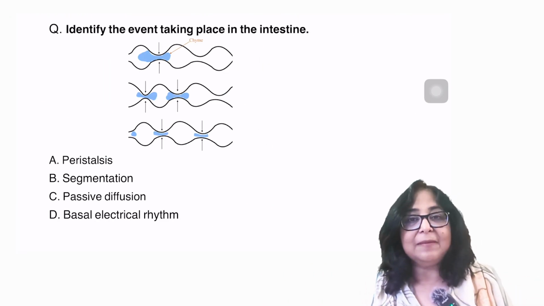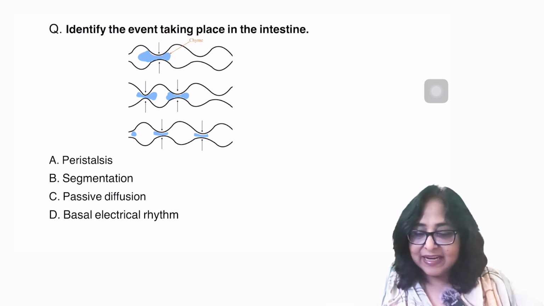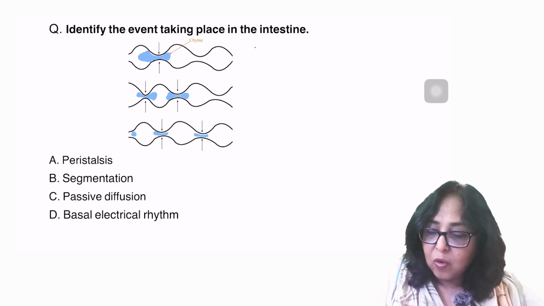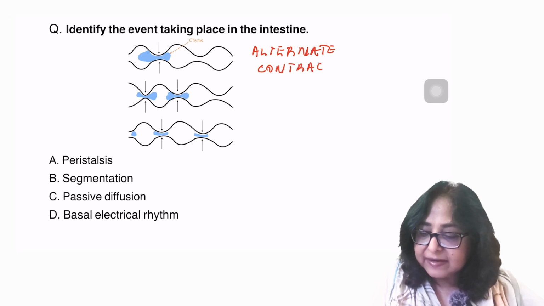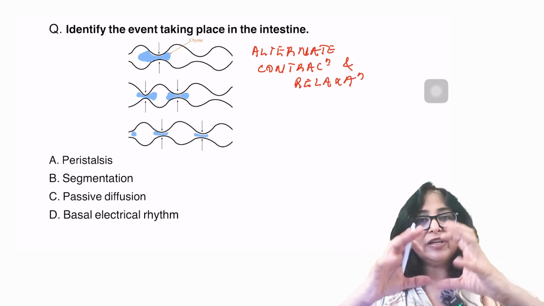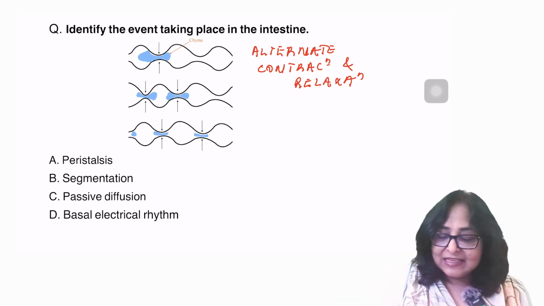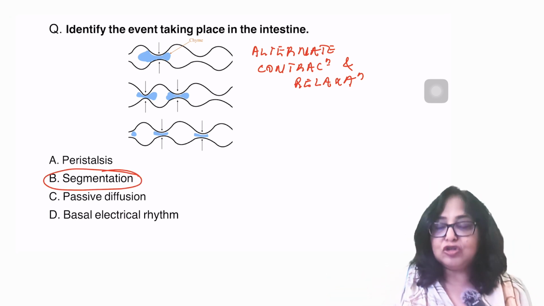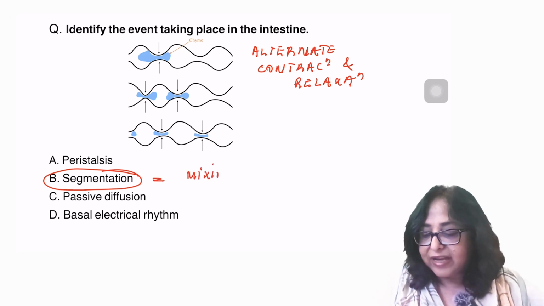Identify the event taking place in the intestine. Now here you are shown a segment of intestine, and as you can see, there are alternate contraction and relaxation in a segment of intestine, right? And because of this alternate contraction and relaxation in a segment of intestine, it causes mixing. And these are your segmentation contractions, right? These are your mixing contractions.